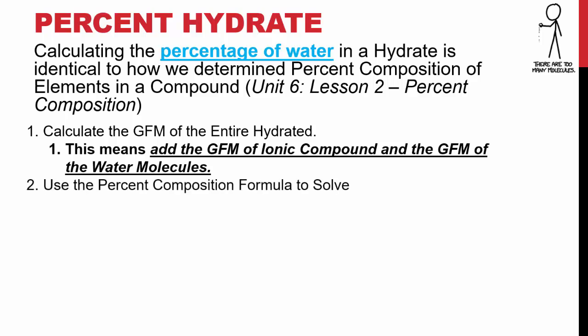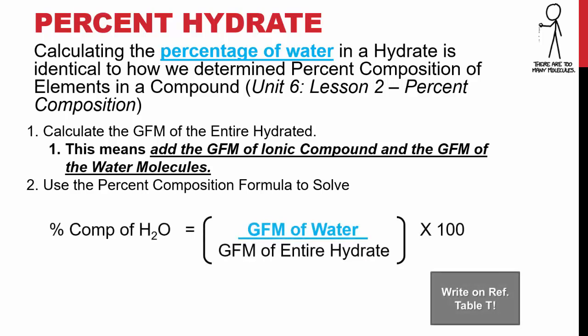Then we have to use the percent composition formula to solve, which means that if you're doing the percent composition of water, you're going to put the gram formula mass of all your water from the formula over the gram formula mass of the entire hydrate. That is ionic and water at once. And again, when you do that division, you're then multiplying your answer by 100 to get a percent. Remember, part over whole.